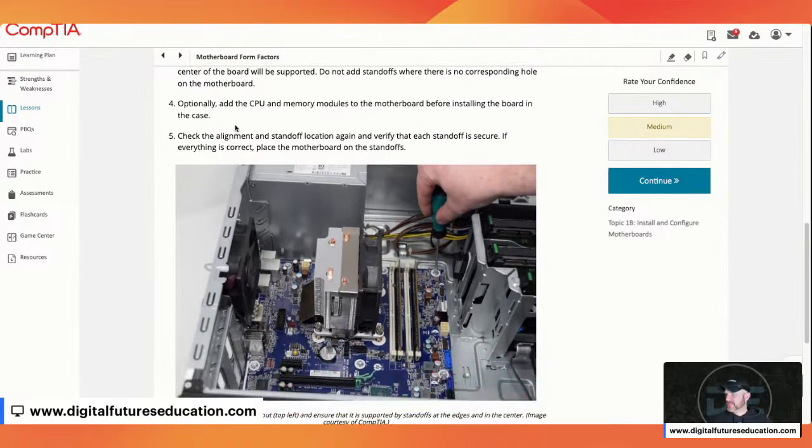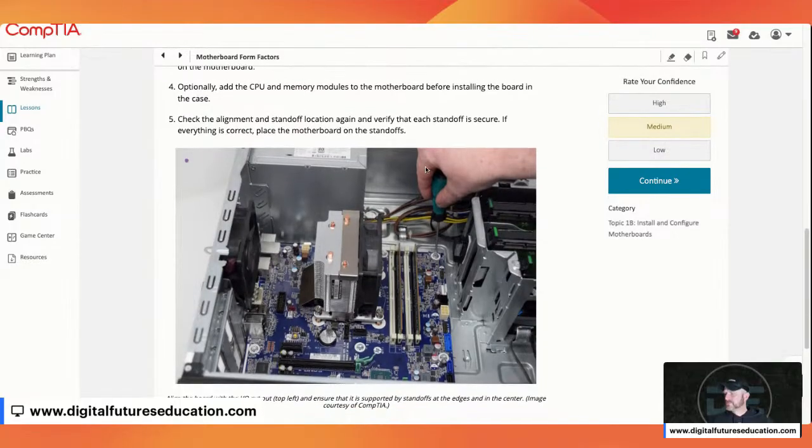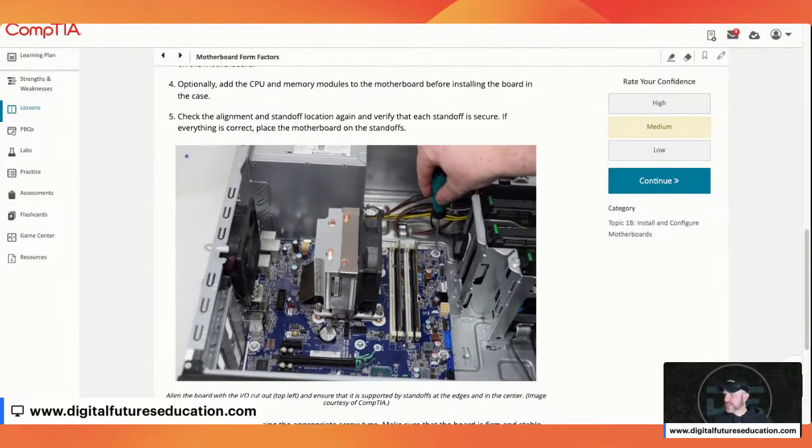You're going to add the CPU and memory modules to the motherboard before installing the board in the case. You're going to check the alignment of the standoff locations again and verify each standoff is secure, because sometimes items will shift. So here you see in the photo a person with a screwdriver on the corner of the motherboard, either removing or screwing down one of the screws that attaches the motherboard to the case.